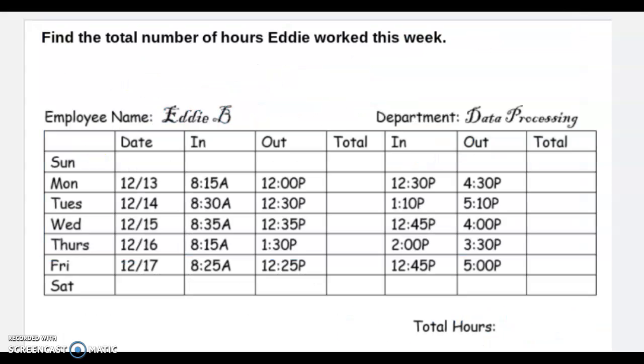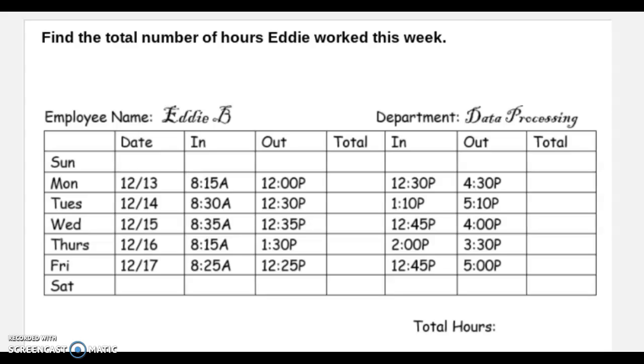Okay, so this is an example of what a time card maybe would look like. If you're looking at the table, you're looking at the left side of the column, which is the days you're working. We're talking about Eddie. And then the top row is the dates, the labels in and out, the total, and then throughout the table is just pretty much when he's coming into work and when he's exiting work. So if you're looking at Monday, December 13th, he clocks in at 8:15 a.m. and he's out at 12 o'clock p.m.